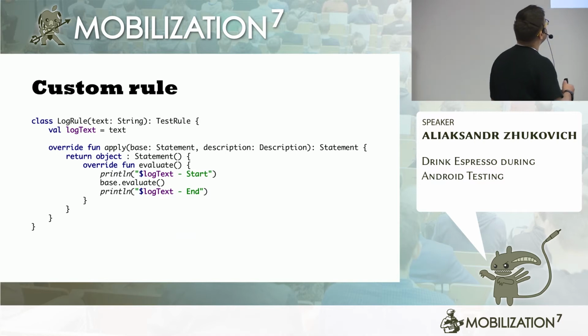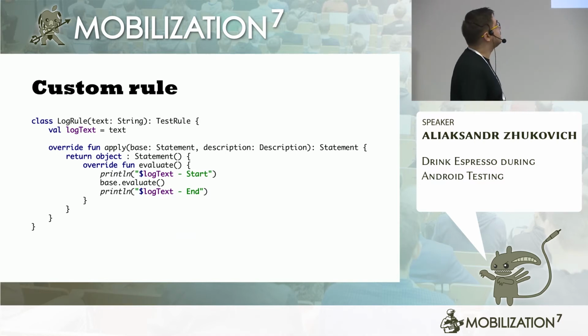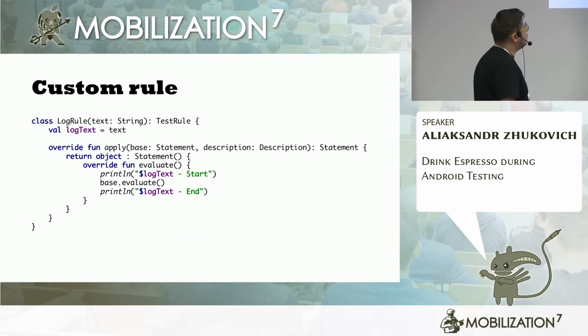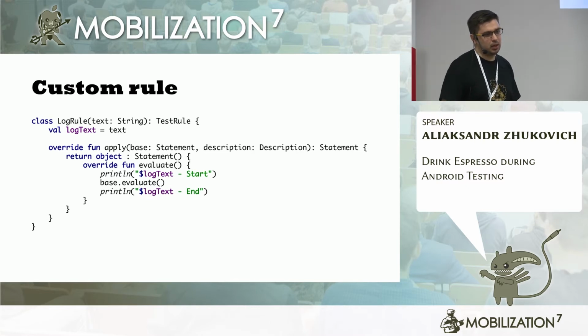And here is a sample of how we can create custom rules. This is our log rule, which just adds a log, runs our test, and finally adds an additional log when our test is finished.